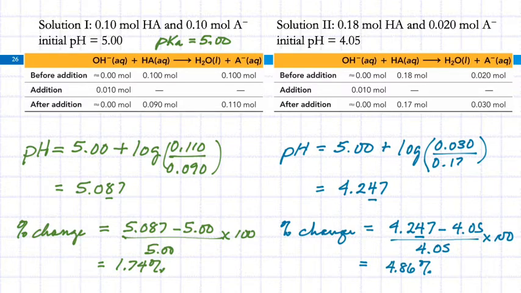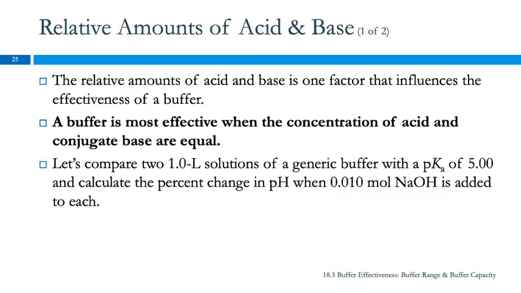Why do they use the initial pH of the first solution as the pKa? I know we're supposed to, but why? Because the pKa of this acid is 5.